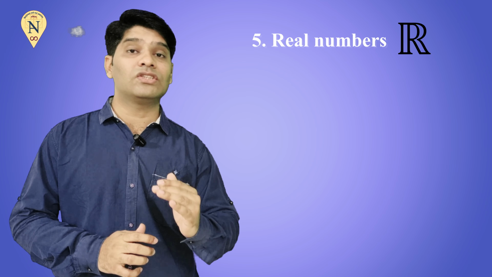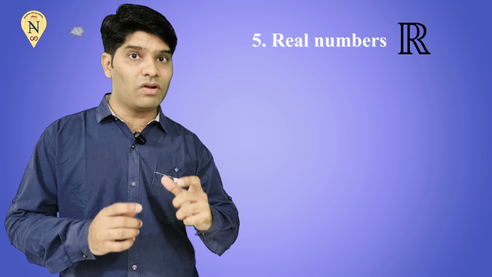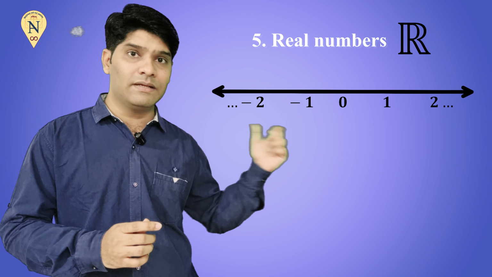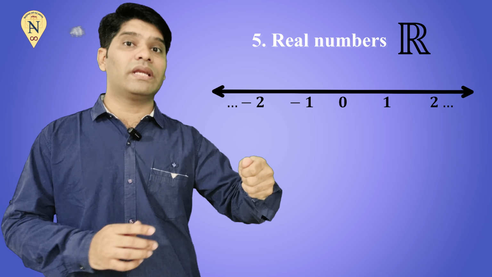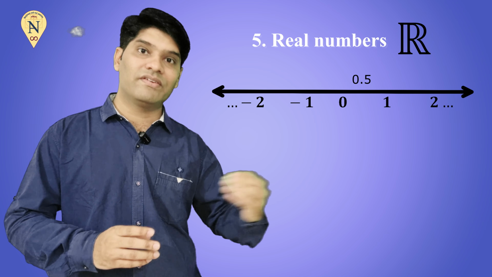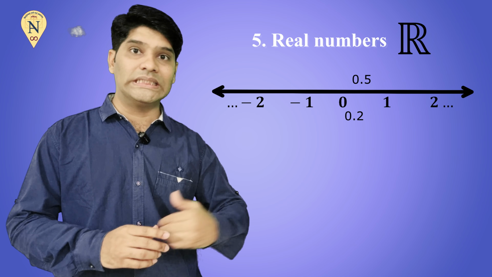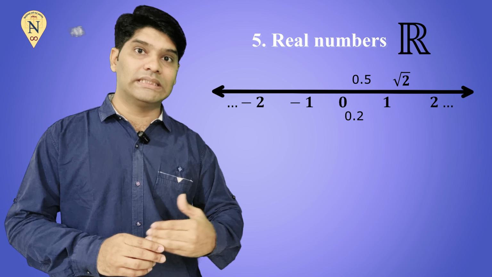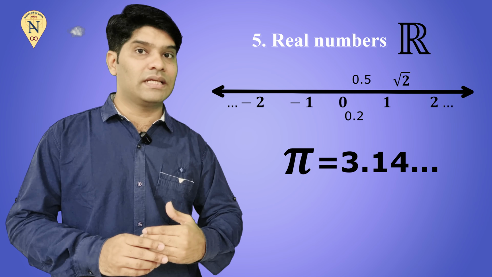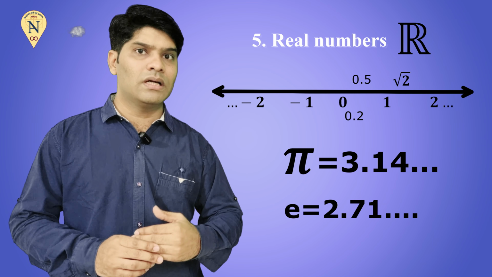Next is the collection of all real numbers. This set of all real numbers can be visualized by this line. Any point on this line gives you a real number. For example, 0.5 is a real number, 0.2 is a real number, √2 is a real number, pi is a real number, e is a real number and so on.